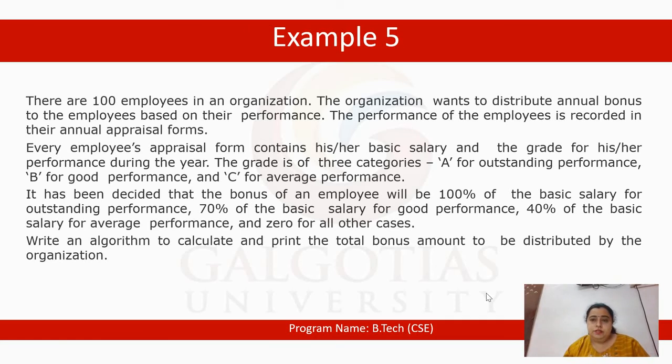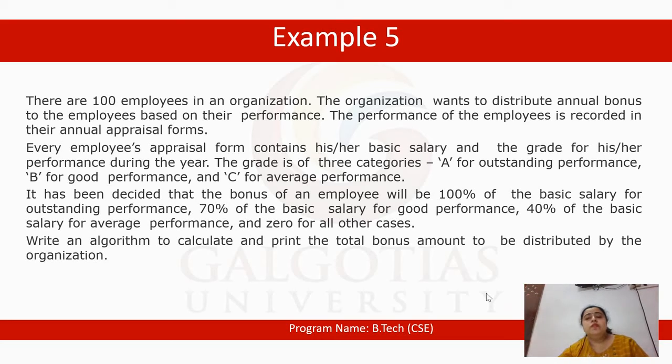There are 100 employees in an organization. The organization wants to distribute annual bonus to the employees based on their performance. The performance of the employees is recorded in their annual appraisal form. Every employee's appraisal form contains his or her basic salary and the grade for his or her performance during the year. The grade is of 3 categories: A, that's for outstanding; B, that's for good performance; and C, that is for average performance.